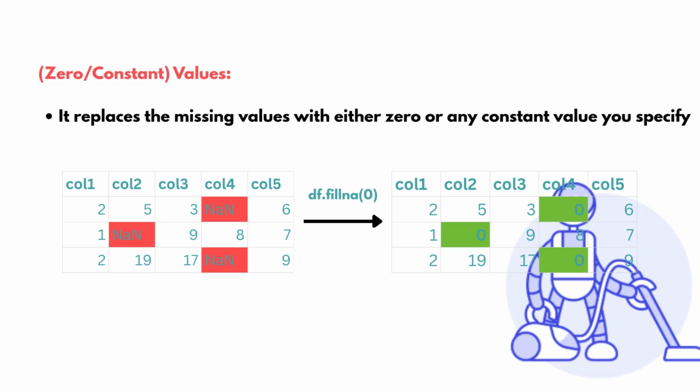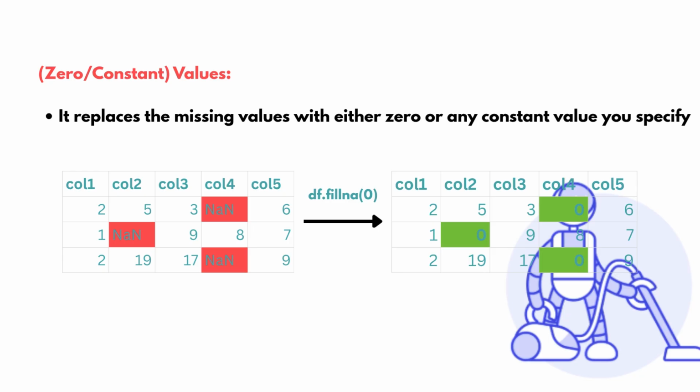Next, we have the constant or zero-value imputation method. Here, we simply replace all missing entries with a constant value. For example, 0, or another number that makes sense for our dataset. In Python, you can do this quickly using the pandas command, df.fillna(0). You can see this in the table on your screen. All missing NaN values are replaced with zeros. This keeps the dataset complete and avoids errors when training models that don't handle missing data.